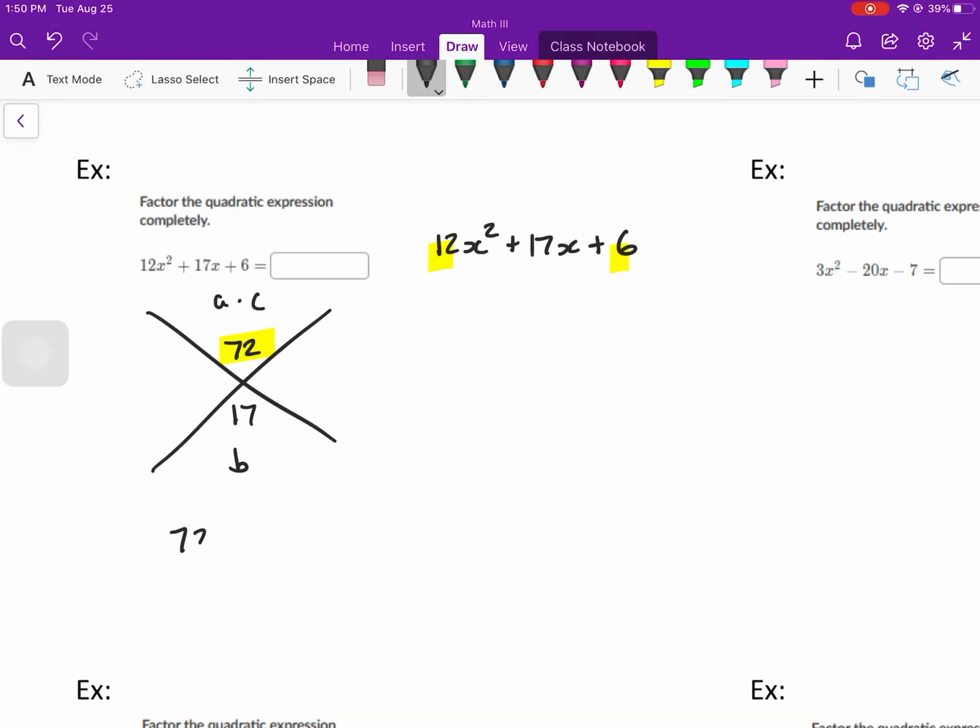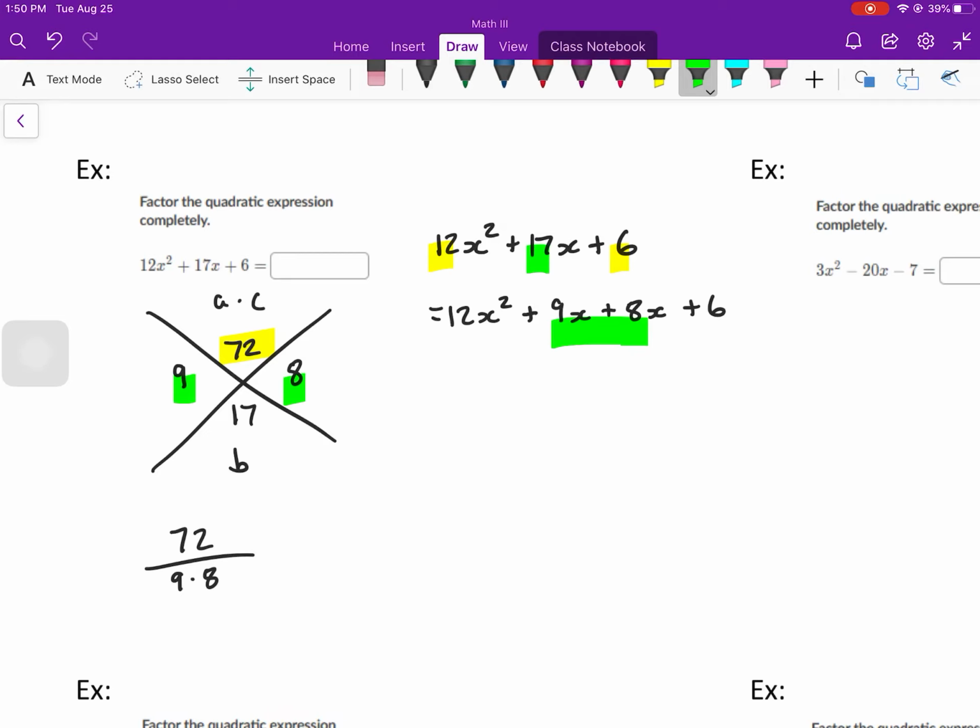So what multiplies to 72 and adds to 17? 9 times 8? Would 9 times 8 work? 9 and 8 do work, right? Because 9 plus 8 is 17, and 9 times 8 is 72. So that's really good. Here's what we're going to do. We're going to split this 17 up as 9 and 8. So I'm going to have 12x squared plus 9x plus 8x plus 6.